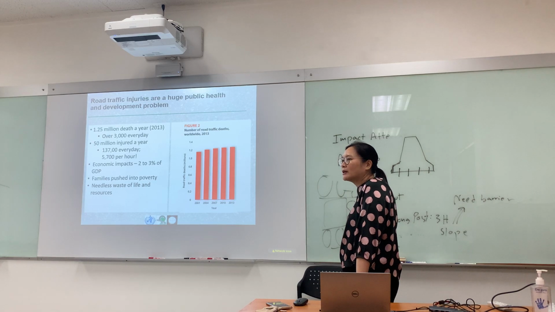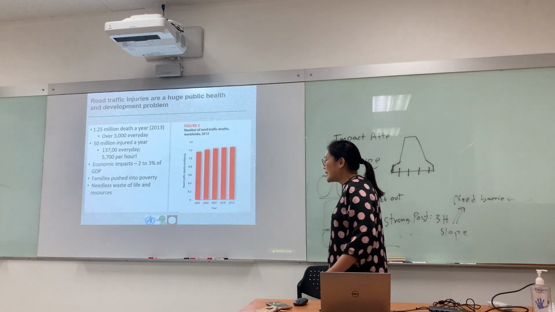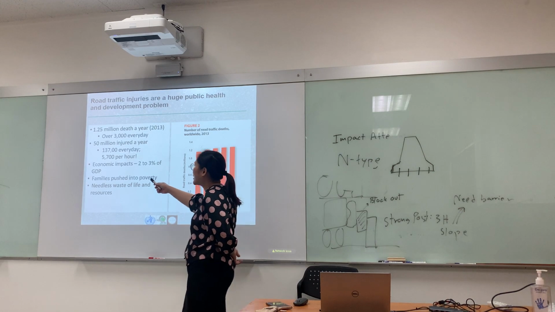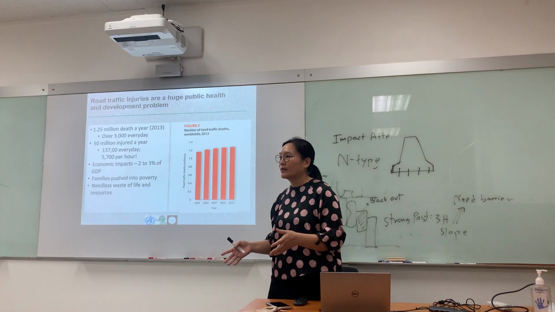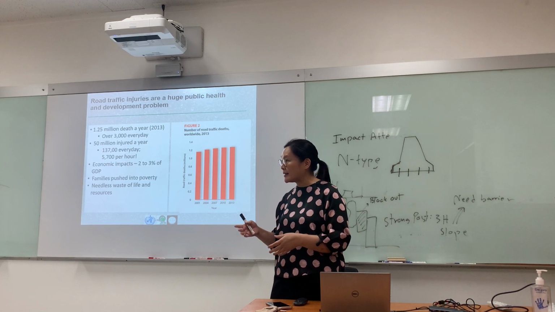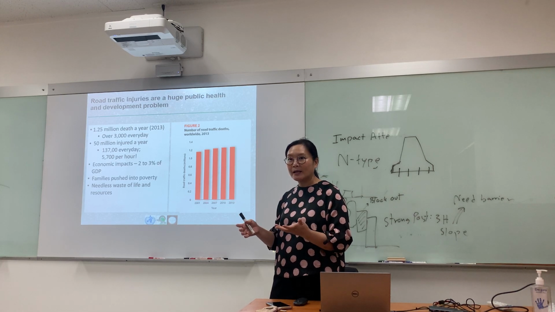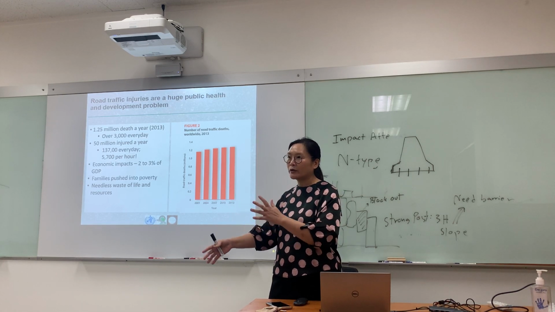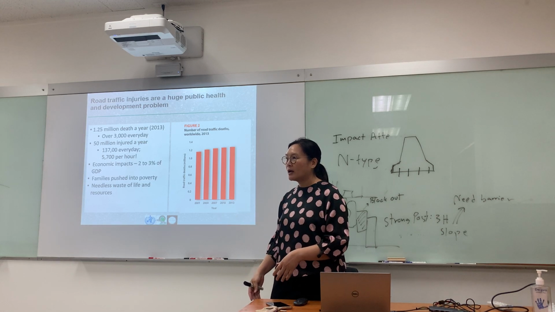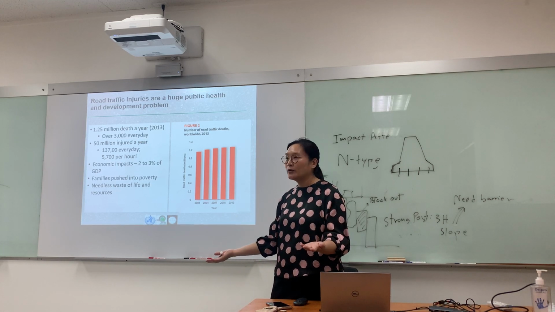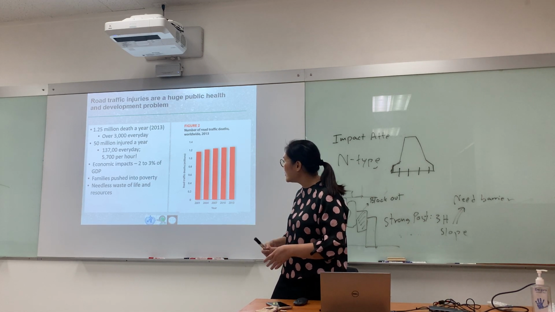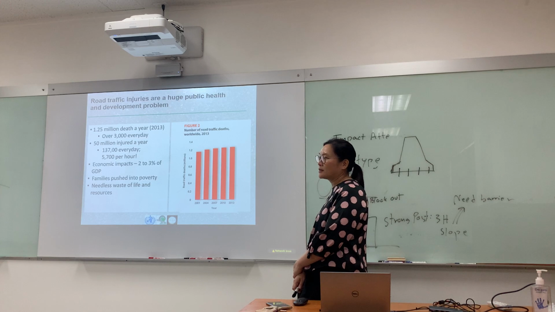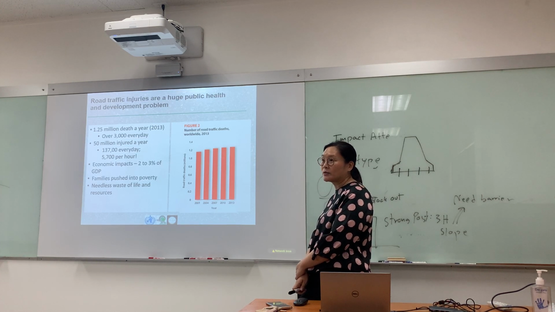So what happens with road accidents? If people die, then what's going to happen next? You're going to have a loss in the economy of your country. Why? Most of those who die from road accidents are young people. Instead of having these young people work for your country and develop it, a lot of them die, so you won't have the human resources to develop your own country. When we calculate the economic loss, it's about 2 to 3% of GDP.